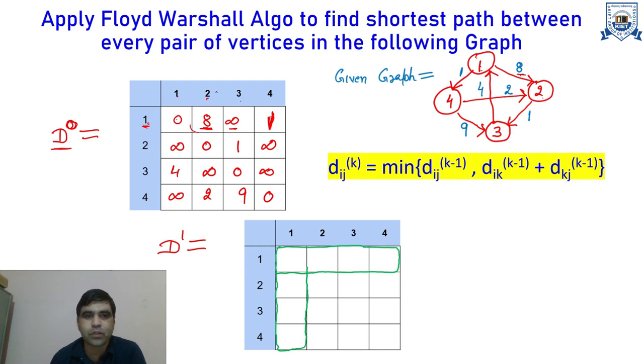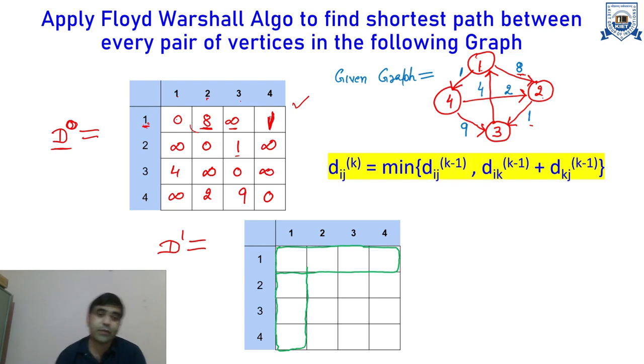Now from vertex 2 to 2, because it is on the diagonal element, it is 0. From vertex 2 to 3, see here, it is vertex 2, it is vertex 3. From 2 to 3 we have a direct link with weight 1, so we'll put 1 over here. From 2 to 4, this is vertex 2, this is vertex 4, there is no direct edge from 2 to 4, so we simply put infinity. So this way we complete the distance matrix.